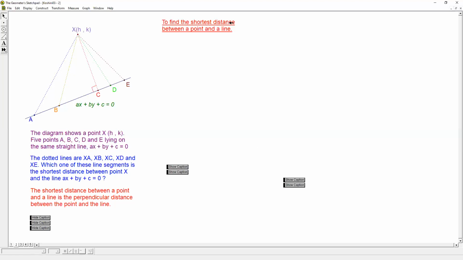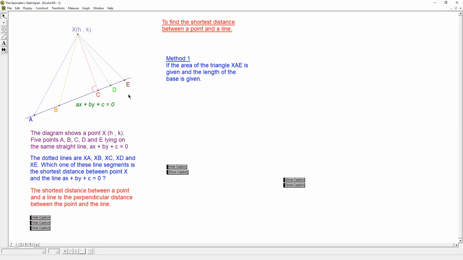Now the shortest distance between the point and line, this is the first method. You use the first method when the area of the triangle is given and the length of the base is given. What I mean by this: look at this one, XAE is a triangle. If we know the base here, this line AE, and the area of this triangle is also known, then we can find the perpendicular distance.